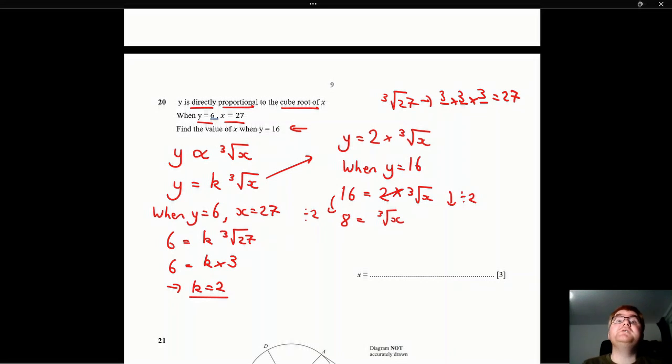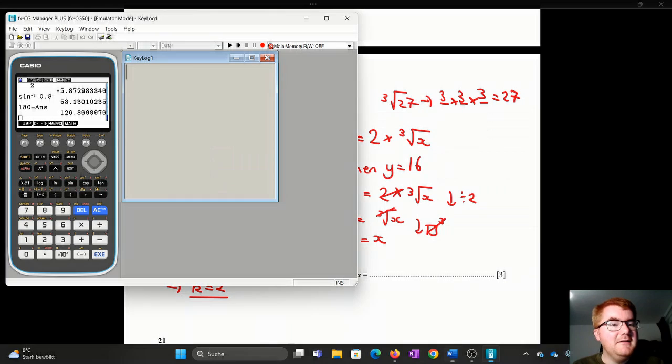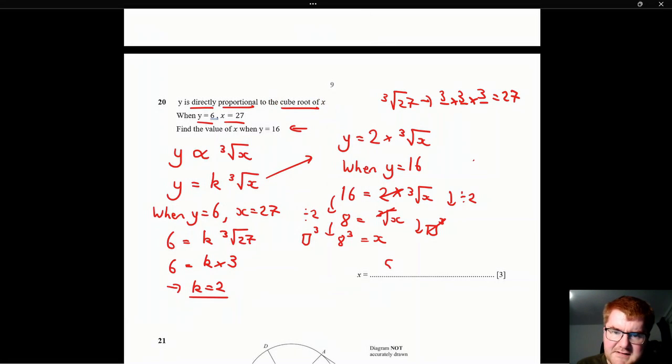Now what's the opposite of cube rooting? Well, we need to cube on both sides. This cancels, giving us what we wanted, which is x. And now we need to do 8 cubed. Now probably at this point of the exam, you might get a little bit tired. So in this case, just use the calculator. Just pop it in, 8 cubed, giving you 512. And that's going to save you some stress instead of having to work it out manually.